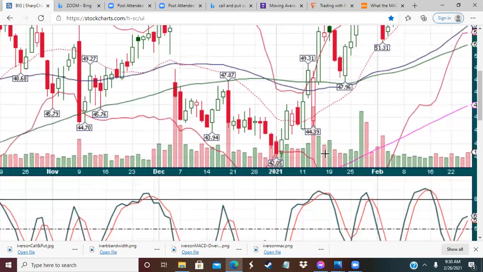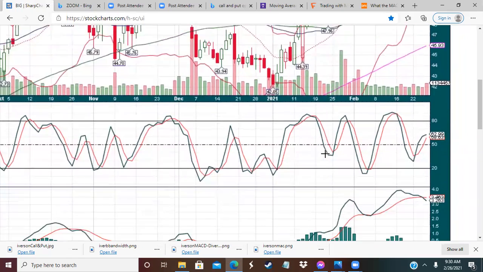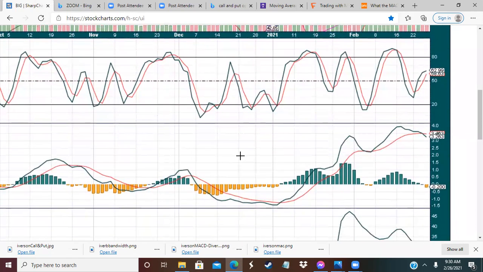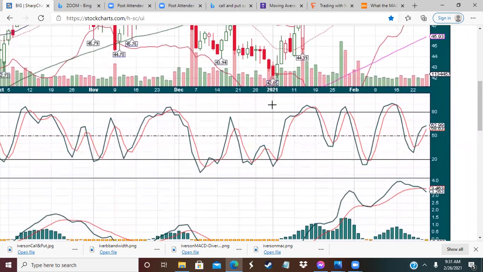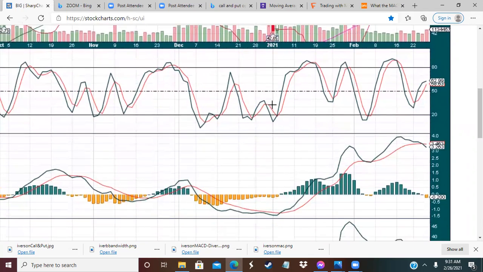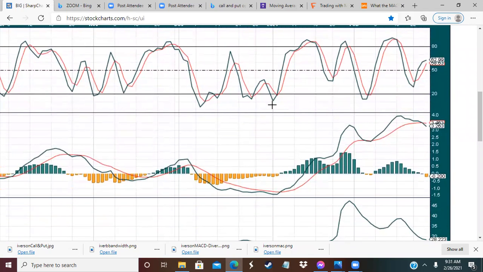And when it occurs, you'll note that it occurs here where the stochastic is in oversold territory. So that lines up perfectly. You've got the pattern that lets you know that there'll be a reversal, and then you have the stochastic pointing to oversold territory, which indicates that there'll be a reversal.